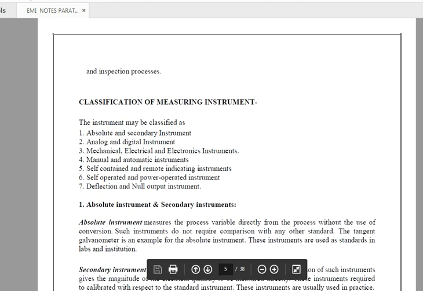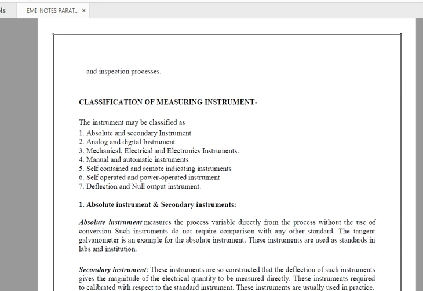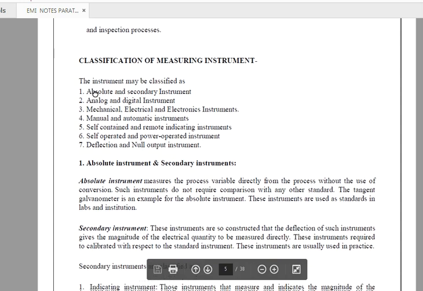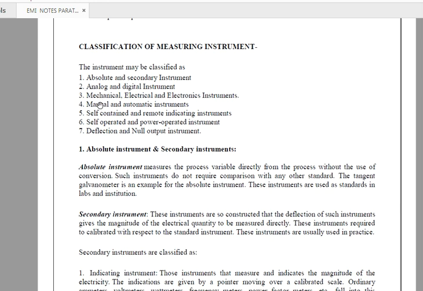Then we will discuss the classification of measuring instruments. What are the classifications of measuring instruments? Measuring instruments are classified into 7 types. The first one is absolute and secondary instrument. The second one is analog and digital instrument.